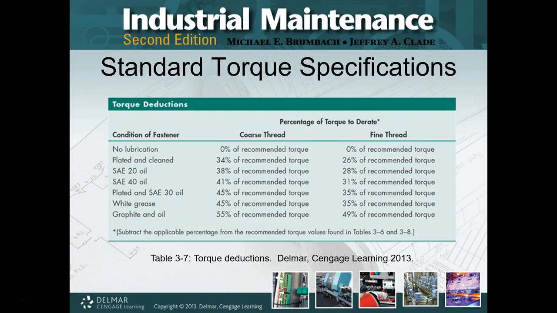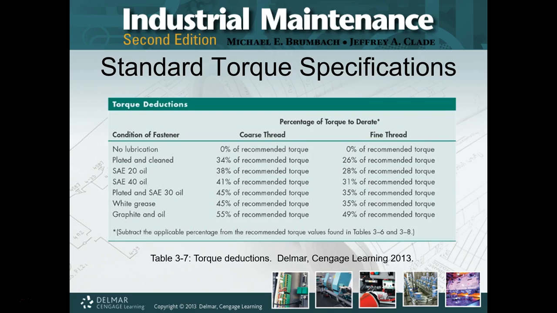So we put this high temp paste on. It was an anti-seize, so it would prevent the galling. But we now had to modify our torque specifications. So because of that, it's rather insane. And here, we go through, we look at no lubricant, and we got 0% of the recommended.